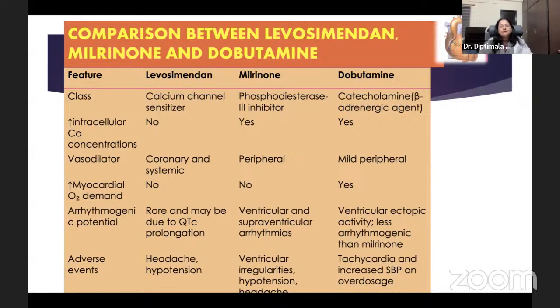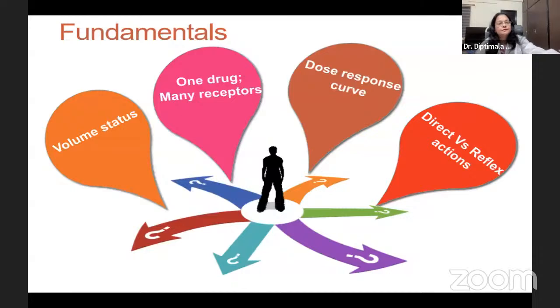So one has to be in ICU. That's the aim of a patient in intensive care unit, that continuous monitoring is required. And the side effects or adverse events are tachycardia and increase in systolic blood pressure on overdosage. So these are what we are talking about.